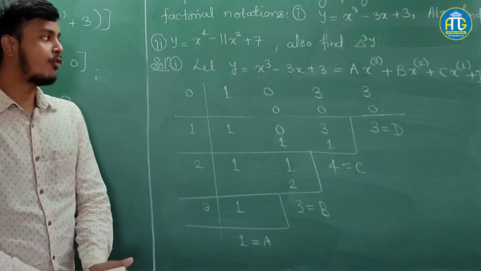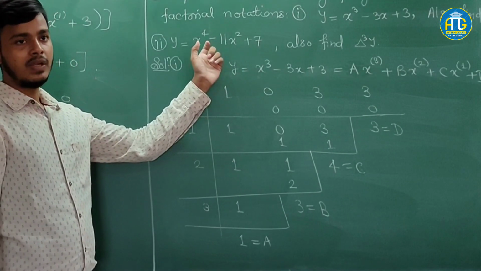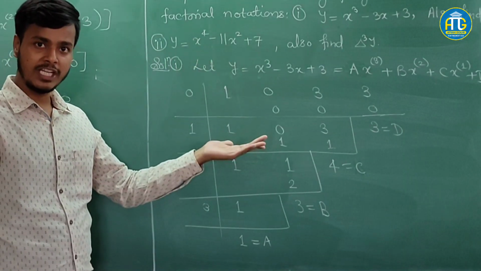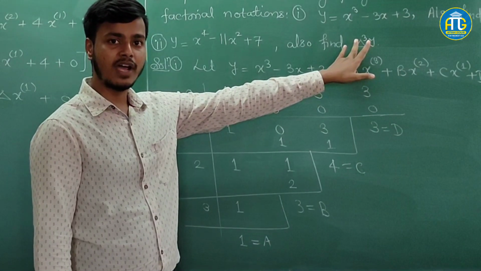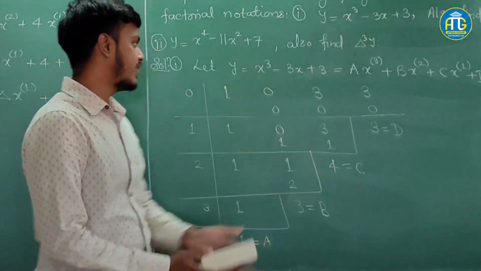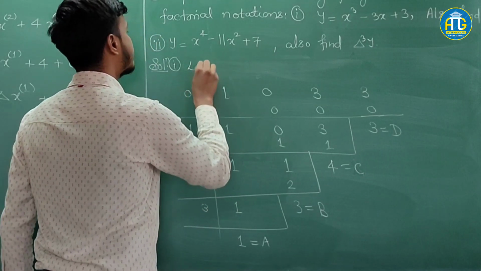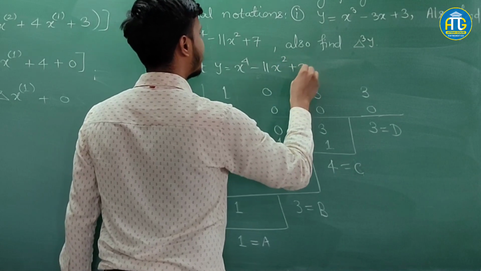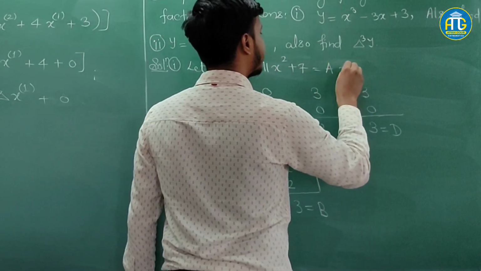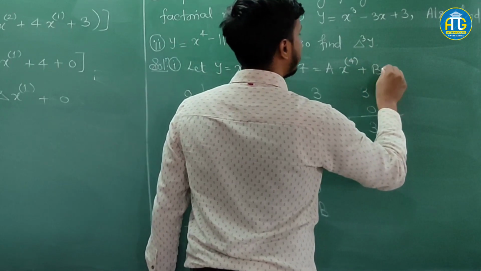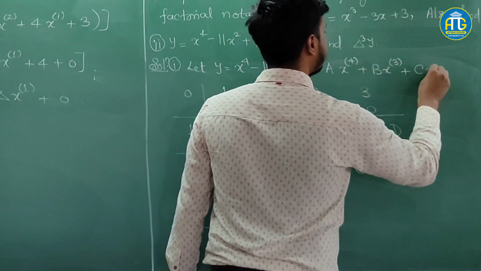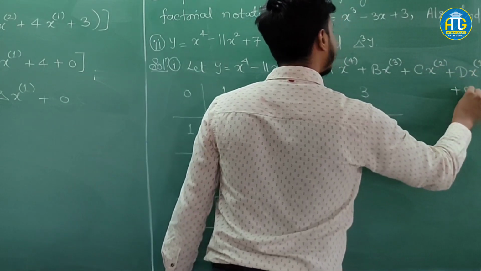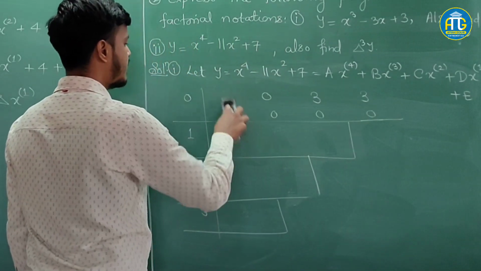Simple. Now I want you to solve this problem, or what I can do is I can express this polynomial in factorial notation and you find out this del 3 of y. Will it be okay? Okay, fair. Let me express this. Let y is equal to x raised to 4 minus 11x square plus 7 is equal to a x raised to 4 factorial plus b x raised to 3 factorial plus c x raised to 2 factorial plus d x raised to 1 factorial plus e. Okay, so what are the coefficients?